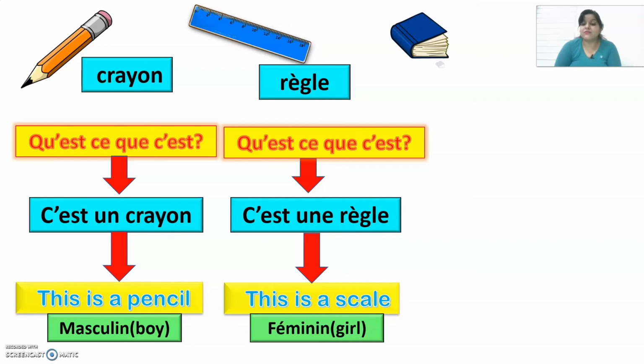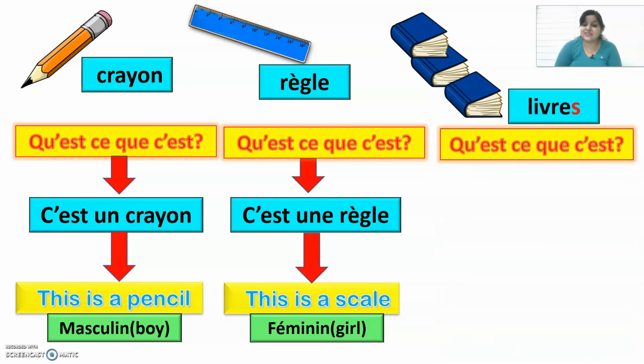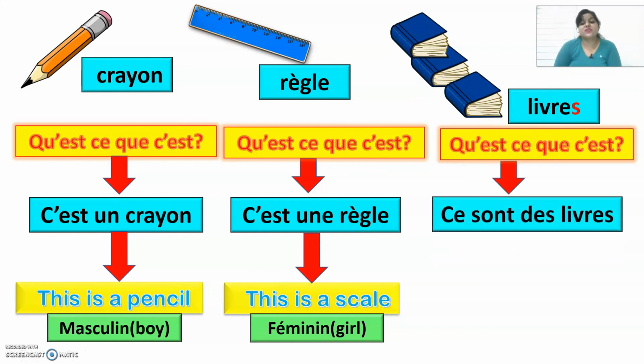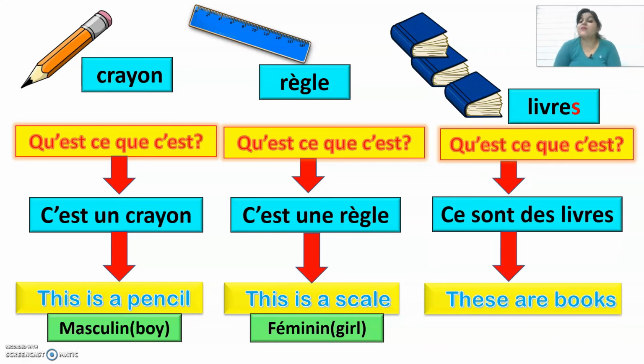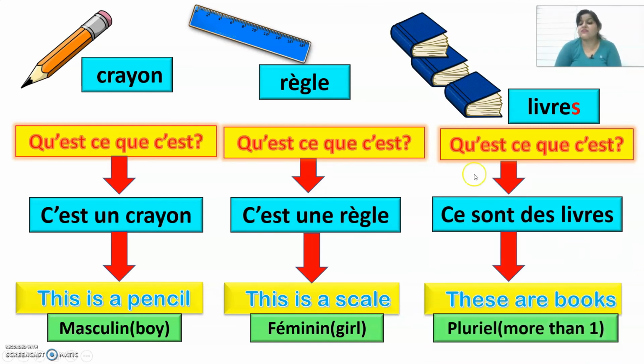Now for example, multiple books are there and you want to ask, ma'am, what are these? So how you will say that? Again you will use the same question, that is qu'est-ce que c'est? And to books we say livre. So if you want to say these are books, you would say ce sont des livres. Why ce sont? Because the noun is plural and ce sont des livres means these are books.